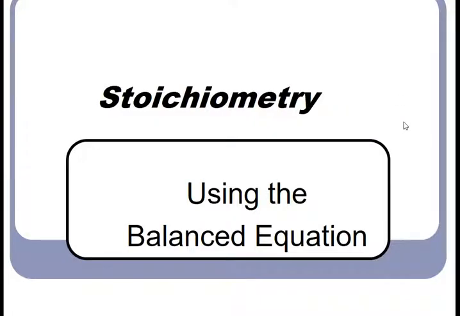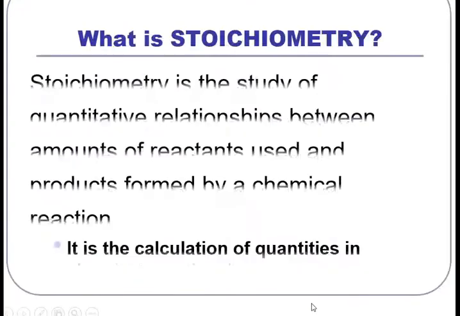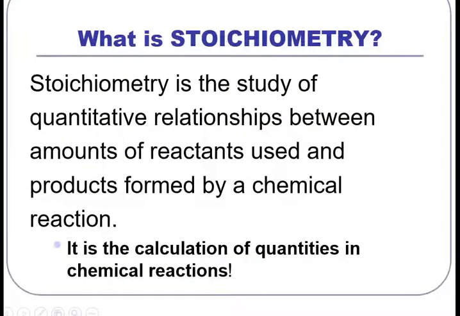Right, these notes are going to cover day 1 of chapter 12. It is stoichiometry using the balanced equation. We're finally looking at what stoichiometry is. It is the study of quantitative relationships between amounts of reactants used and products formed by a chemical reaction. Another way of looking at it, it is the calculation of quantities in chemical reactions.